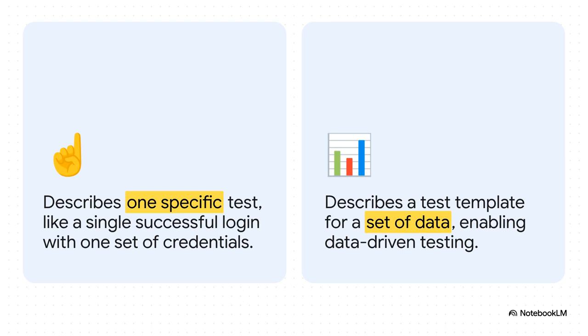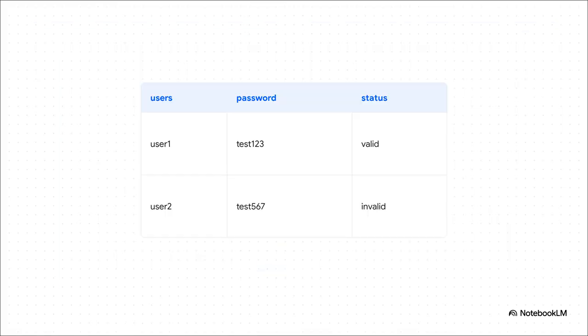And that is where Scenario Outline becomes a game changer. Instead of a single test, you create a template, and that template can be run over and over again with different data. It's the key to doing really efficient, data-driven testing. So where does this scenario outline get its data from? Simple, from an examples table just like this one.